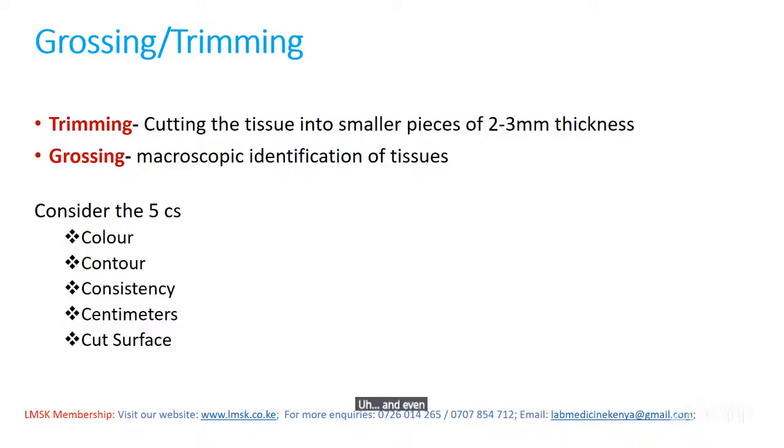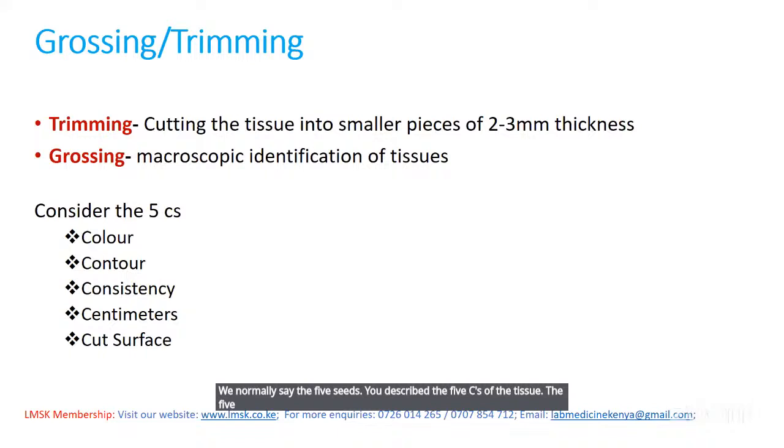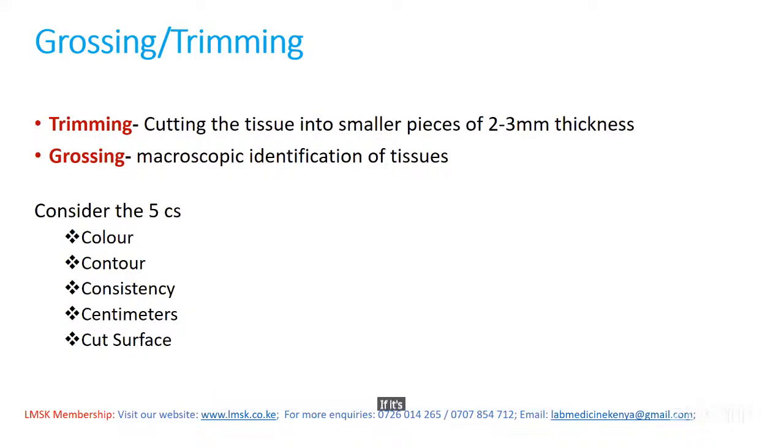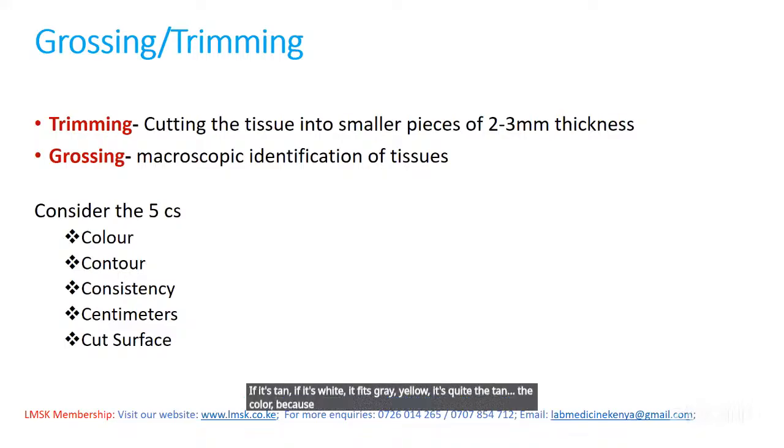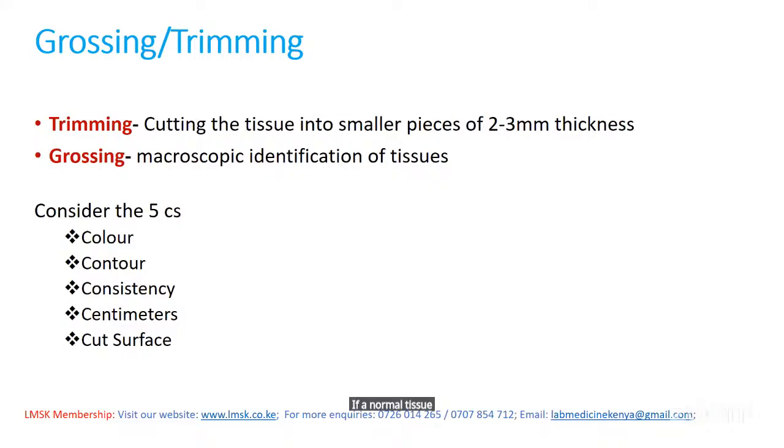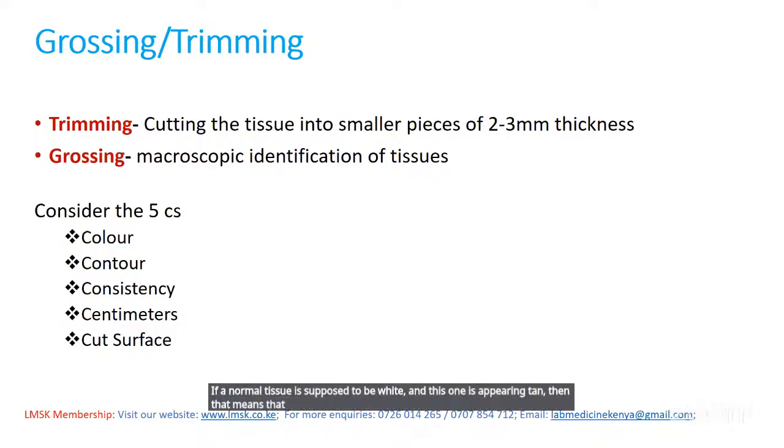So what happens during grossing? We normally say the 5 C's. You describe the 5 C's of the tissue. The 5 C's are normally, first, the color. You describe the tissue color, whether it's tan, white, gray, or yellow, because a change in color might be an effect of the disease. If a normal tissue is supposed to be white and this one is appearing tan, then that means there's something wrong with that particular tissue.